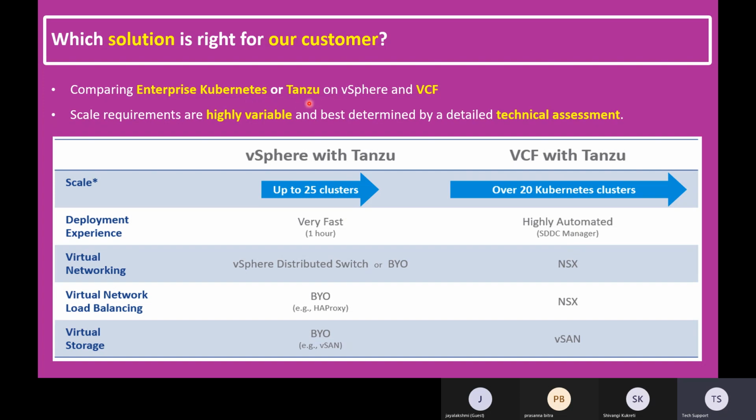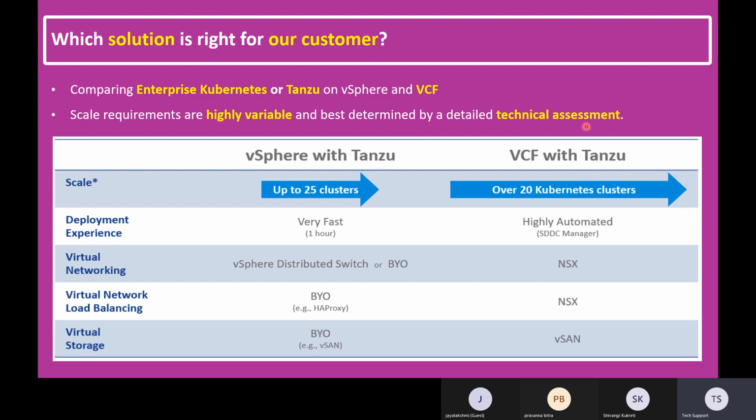Okay, you can run Tanzu on a vSphere level or on a VCF level. VCF means VMware Cloud Foundation, a VMware hybrid cloud product. Suppose the scale requirements are highly variable. Scaling means how many Kubernetes clusters are needed, and this is always determined based on your technical assessment.